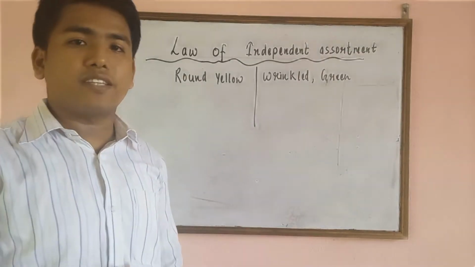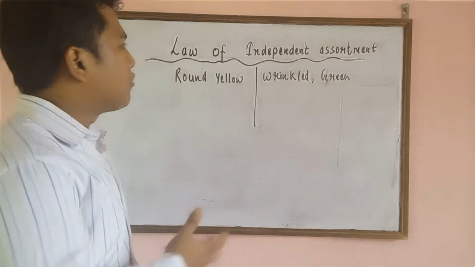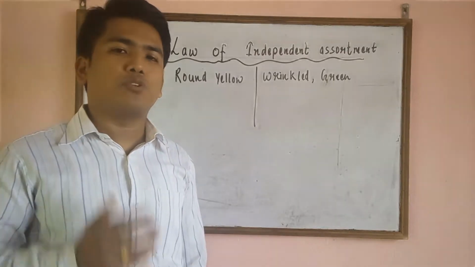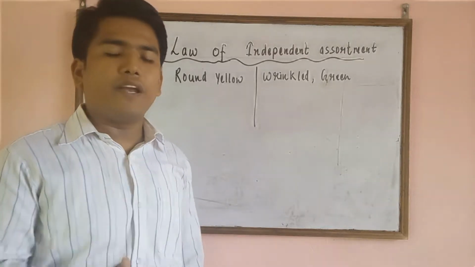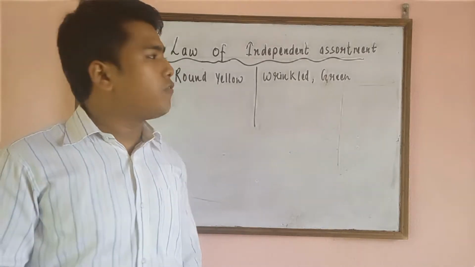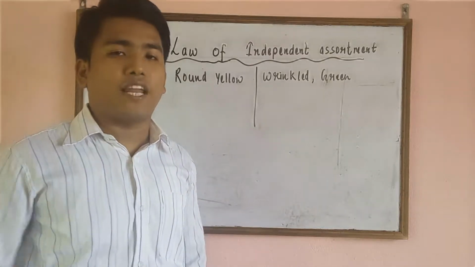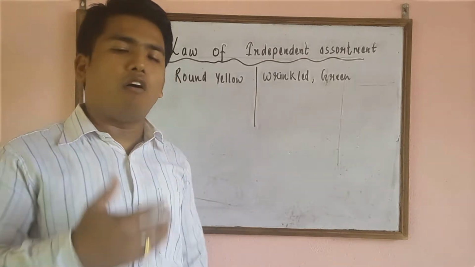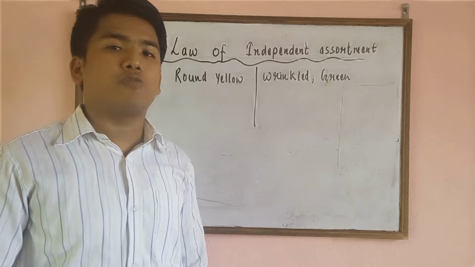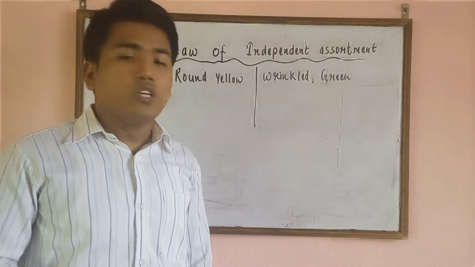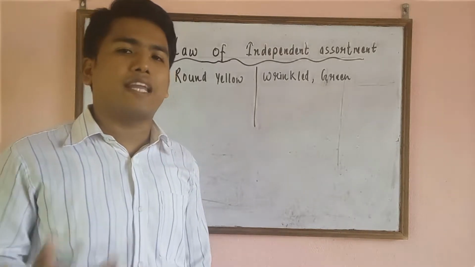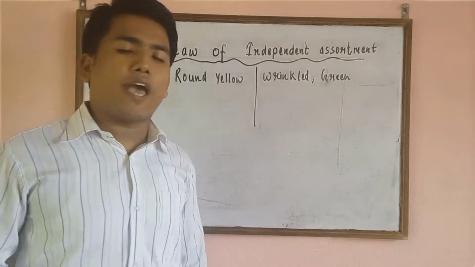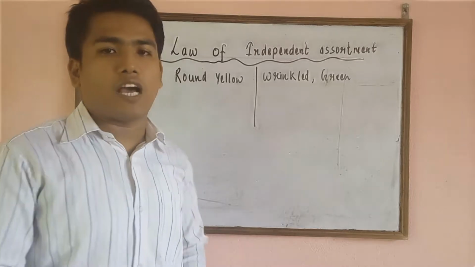So today in this episode we'll be learning about the law of independent assortment. The law of independent assortment is based upon two characteristics. Mendel proved the law of independent assortment by using two characteristics. The other laws, such as the law of dominance and the law of segregation, were based upon the monohybrid cross, so only one characteristic. But the law of independent assortment has two characteristics, so it is based upon the dihybrid cross.